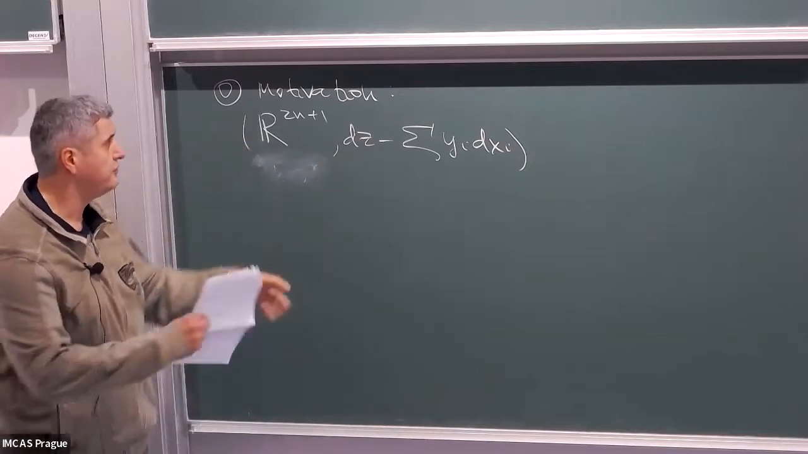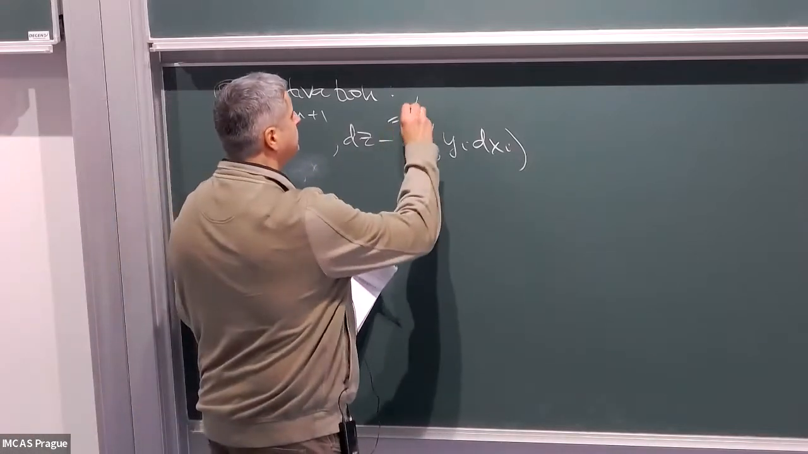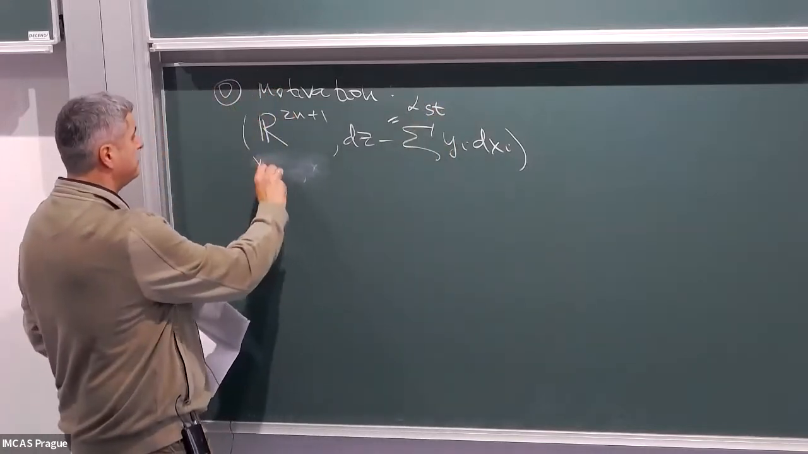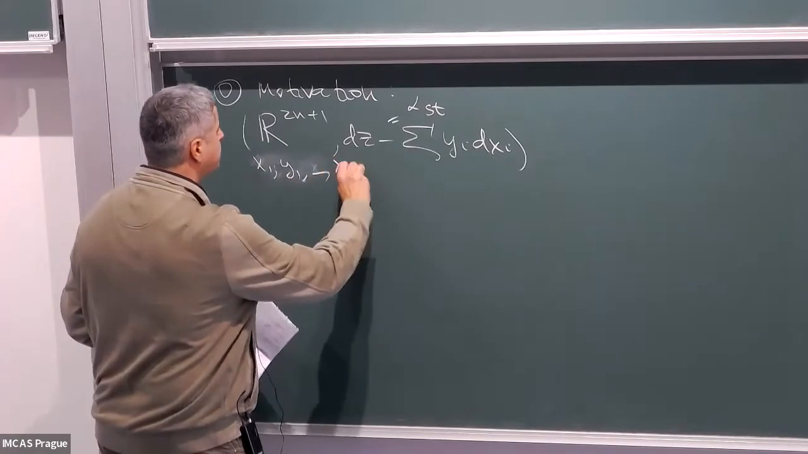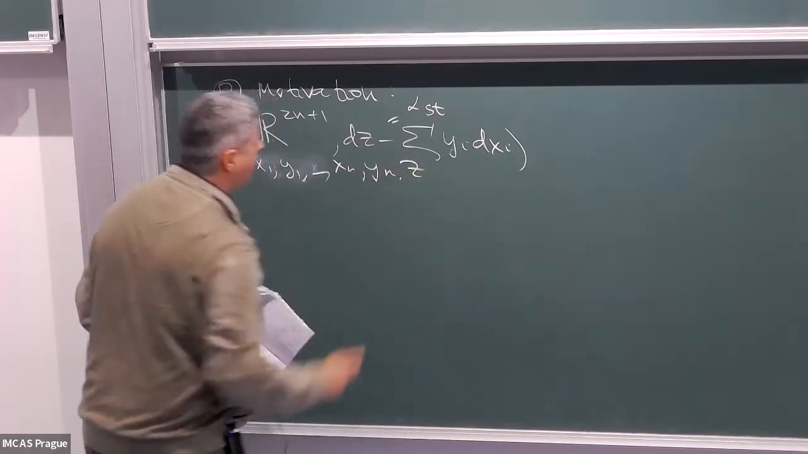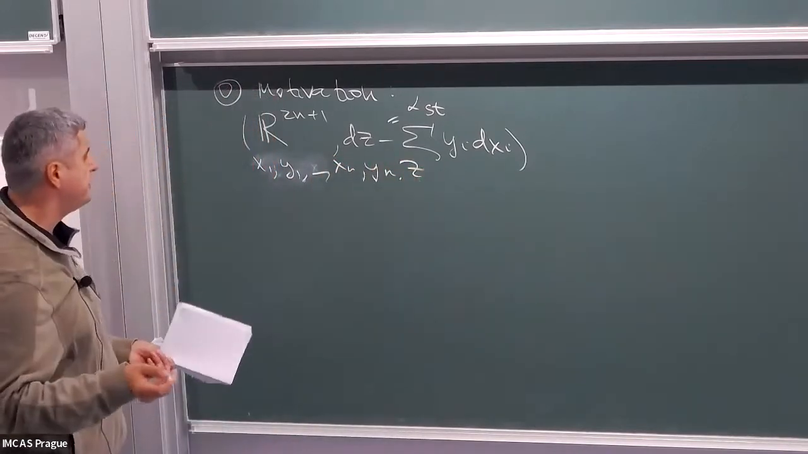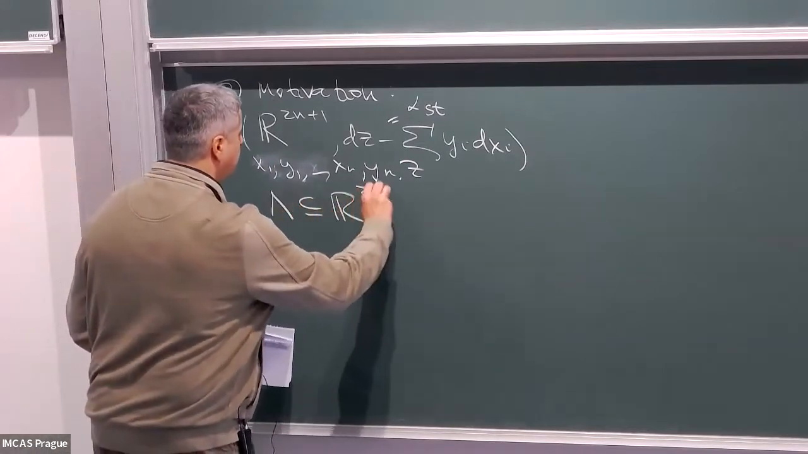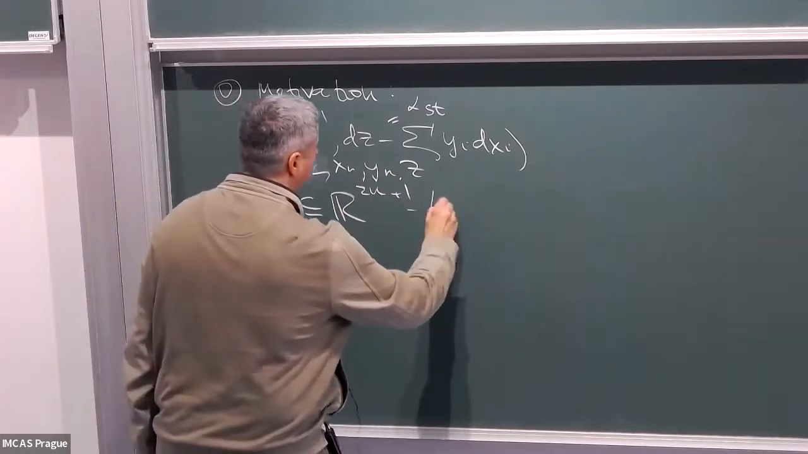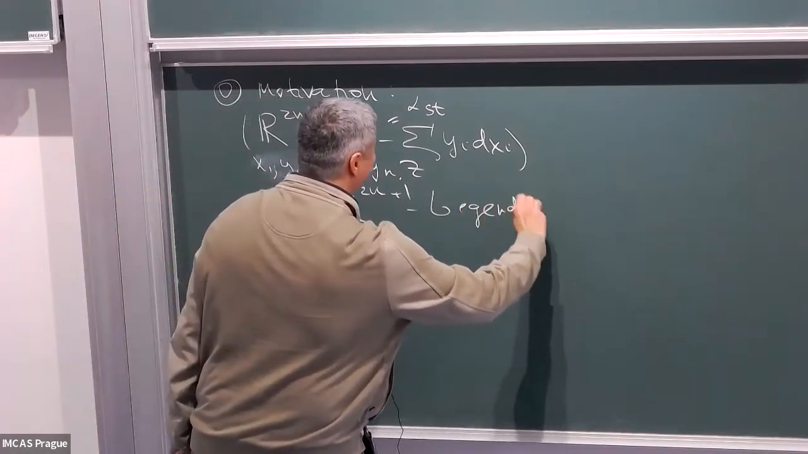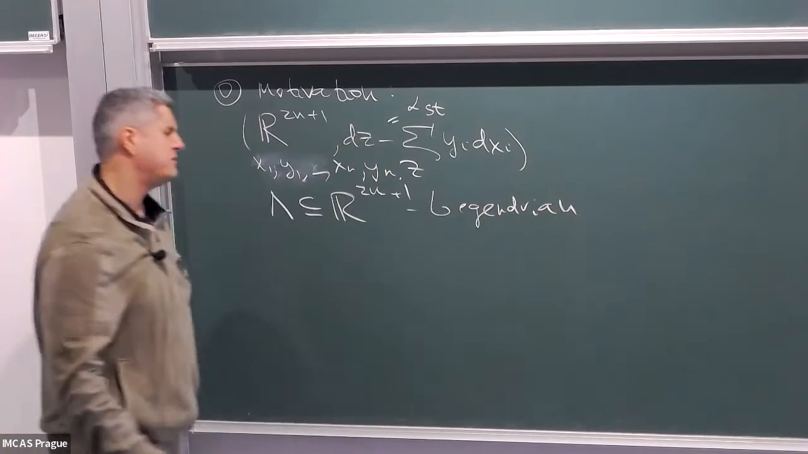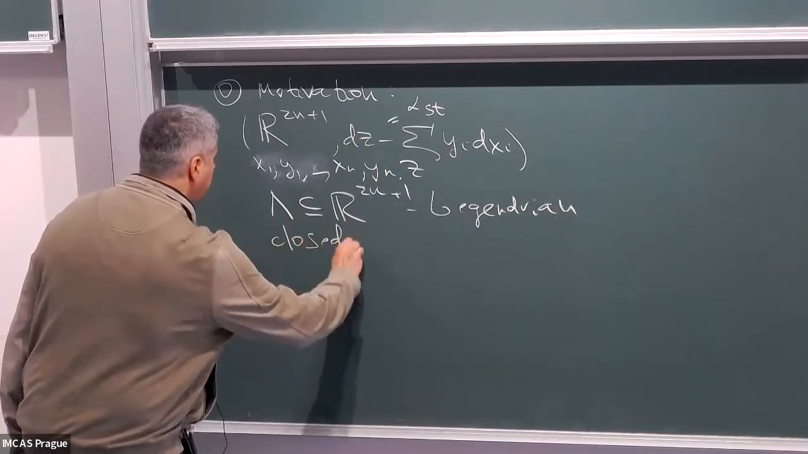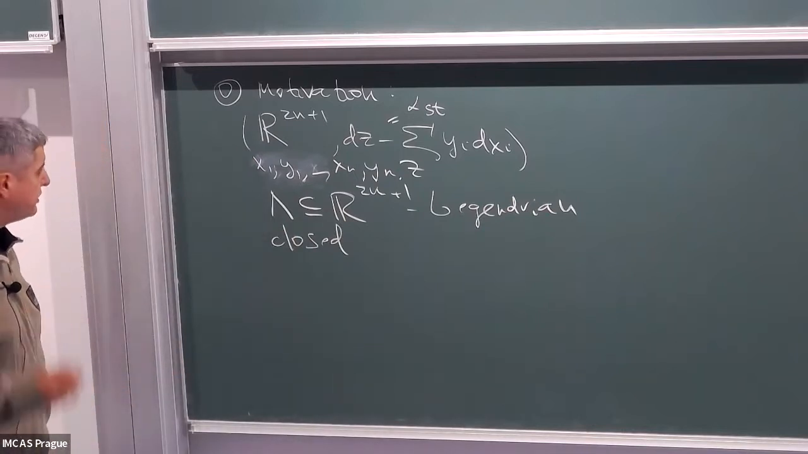This is a standard contact form. I'll write it as alpha standard. The standard form is written with respect to the coordinates x sub 1, y sub 1, x sub n, y sub n, and z. And here we'll consider Legendrian submanifolds. For us, Legendrian submanifolds will be closed, and let's say orientable.